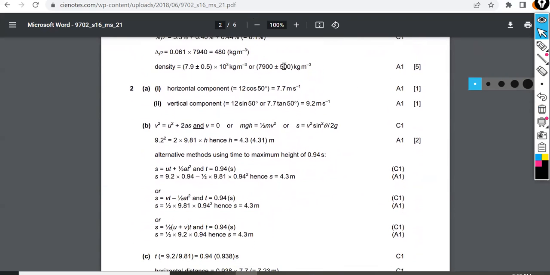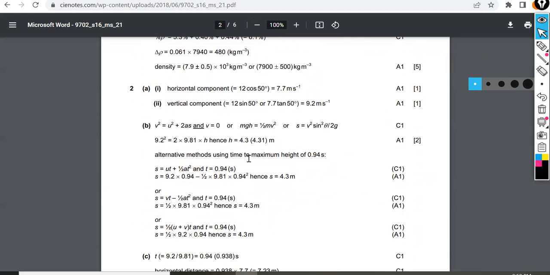And we can see that the horizontal component was 7.7. The vertical component was 9.2. They show different methods. Here's an energy argument where they use potential and kinetic energy to solve the same thing. We didn't talk about that. This is yet another equation for projectiles and solving for the range or something like that. I think we use this way over here. Any way you do it, you get 4.3.